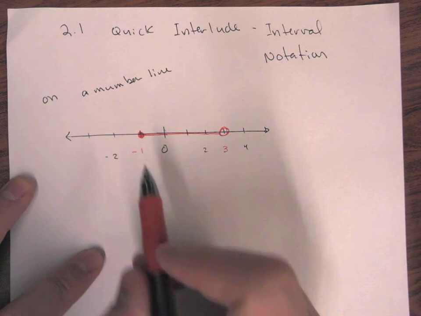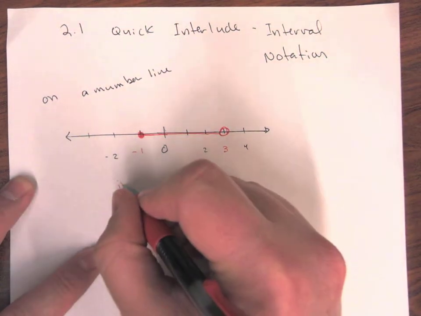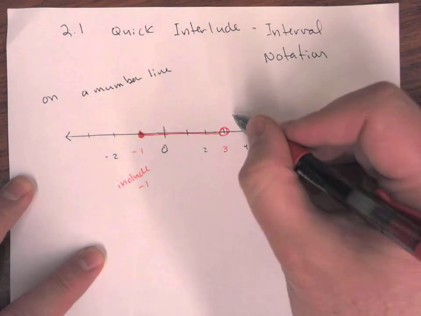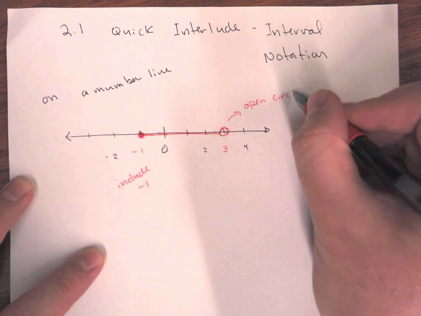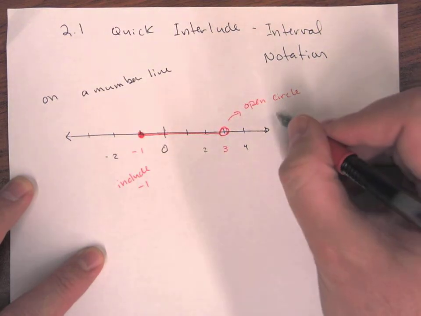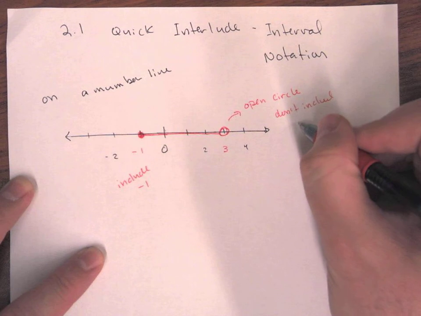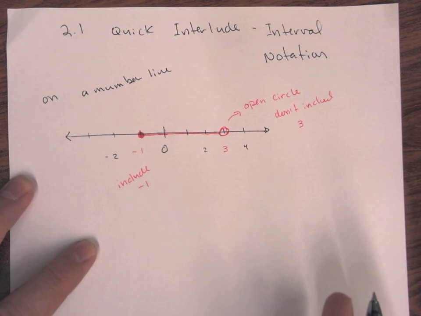There are two things happening. This filled in circle at the end point means we include the -1. This is what we call an open circle up at 3. You can see that it's not filled in, and so that means we don't include +3. So we're covering all the numbers between -1 and 3, but we're not actually including the endpoint 3.